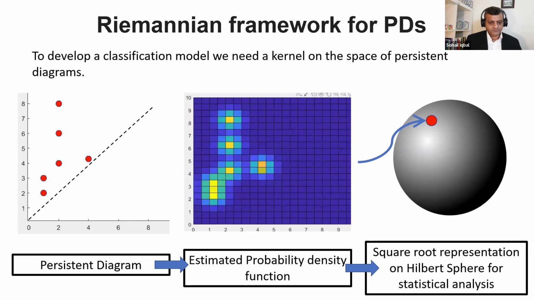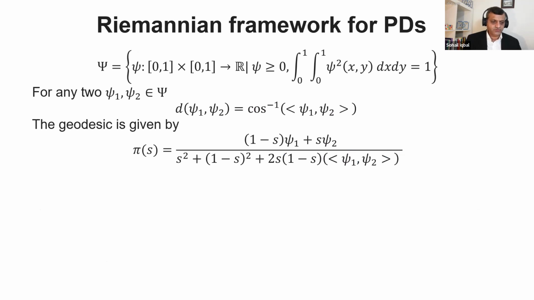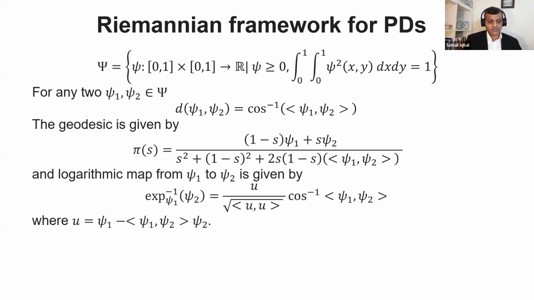That's the closed form of, for example, the distance between two persistent diagrams, and we can also calculate the geodesic, the exponential map, etc. So everything has a closed form, and we are going to use this closed form for a very computationally effective approach.